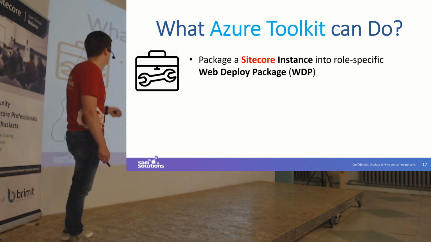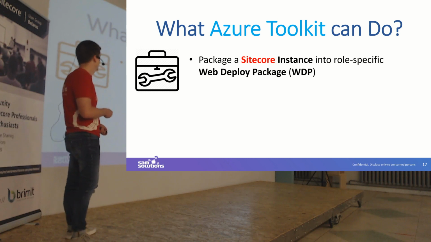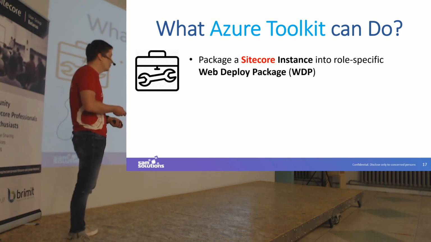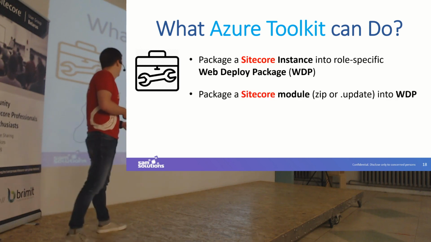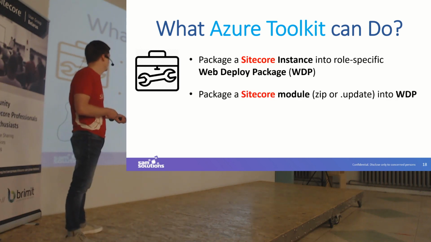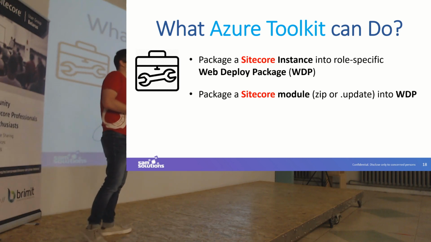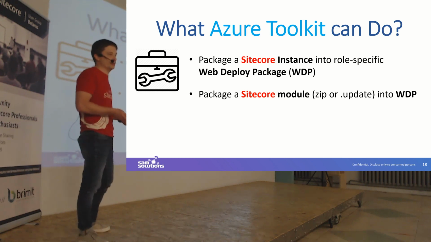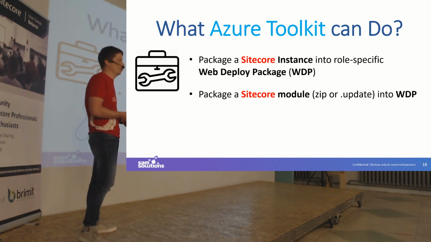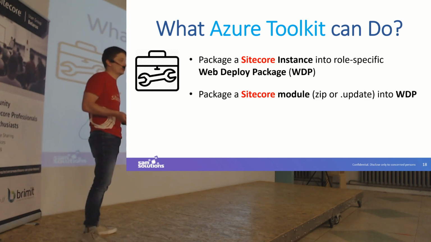First, there are 3 main features. The first feature is just to package a Sitecore instance into a role-specific web deploy package. The next one is to package a Sitecore module. If we, for example, have already installed Sitecore deployed in Azure, and we developed a new module, we need to package it and also transfer it to Azure.